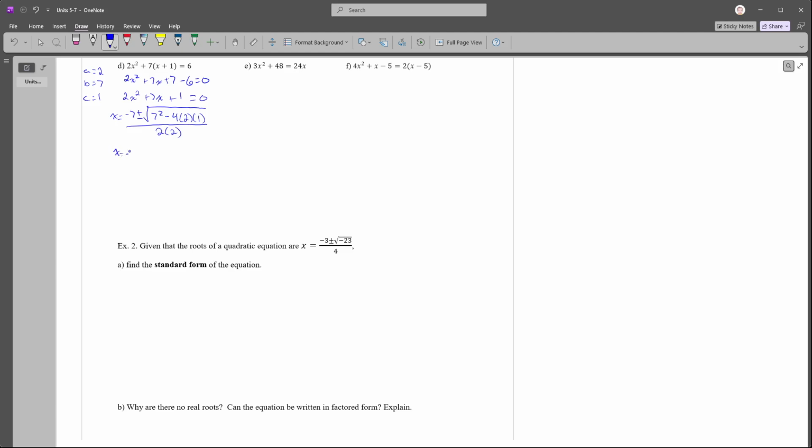So now let's simplify our equation. X is equal to negative 7, plus or minus. Now let's see if we can do this a little bit quicker. So we know 7 squared is 49. And underneath, we have 4 times 2 times 1. 4 times 2 is 8 times 1 is still 8. So we have 49 minus 8. So this is the square root of 41. And that's all going to be over 4. So that's pretty tolerable. I guess we could do this.